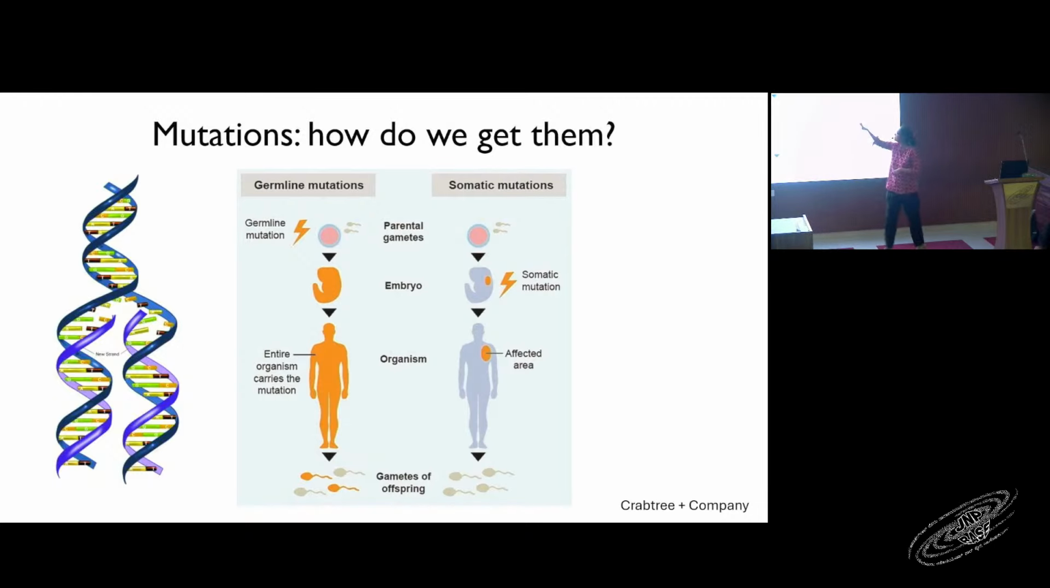The other class of mutations are somatic mutations, where our DNA is also affected by environmental factors, right? That's why we don't want to be exposed to too many X-rays, etc. That's why we use sunscreen, because all of these lead to damage to the DNA. But these mutations usually affect a part of the organ that is mutated, but do not get passed on to the next generation. So these are called somatic.